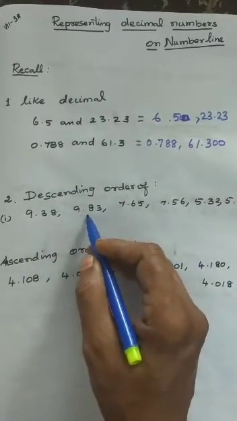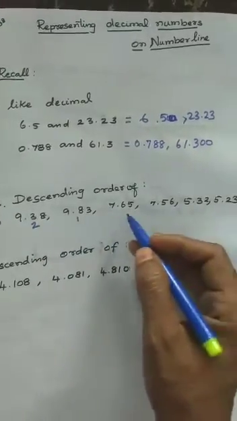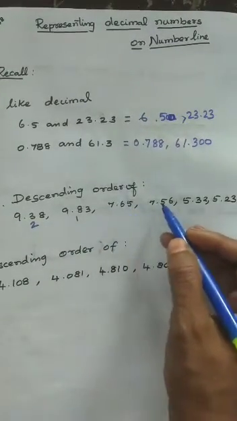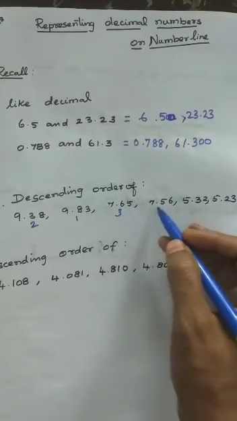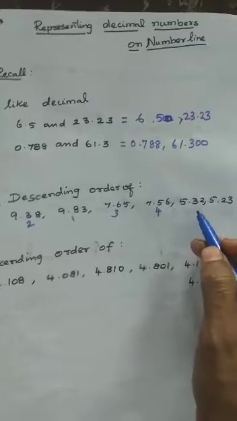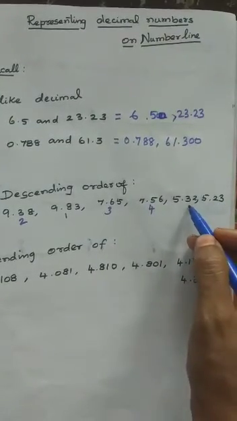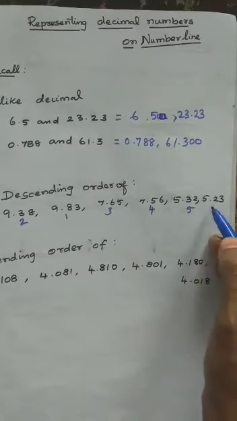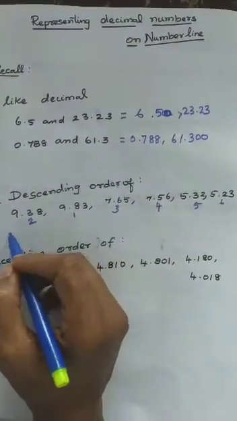In 9 point, 8 3 is the first and 1 2 is the second. Then take 7 point: here 6 5, here 5 6. So this is the third and this is the fourth. Then take 5 point: here 32, here 23. So this is the fifth one and this is the sixth one.